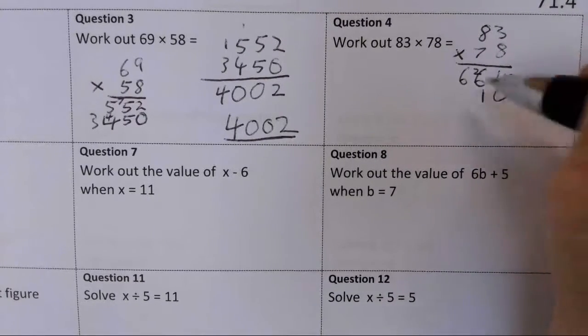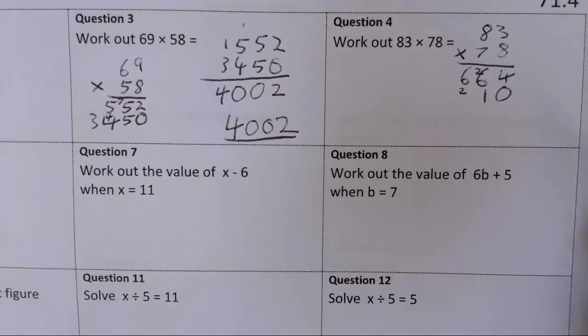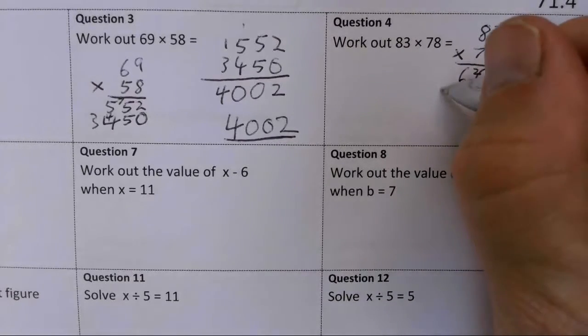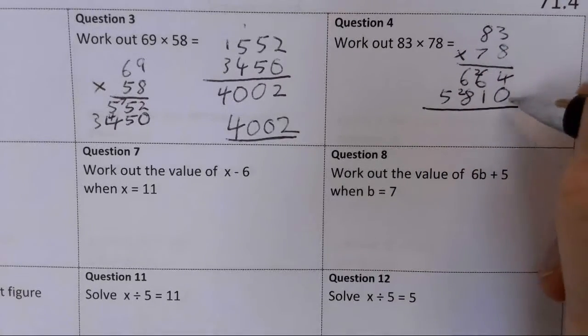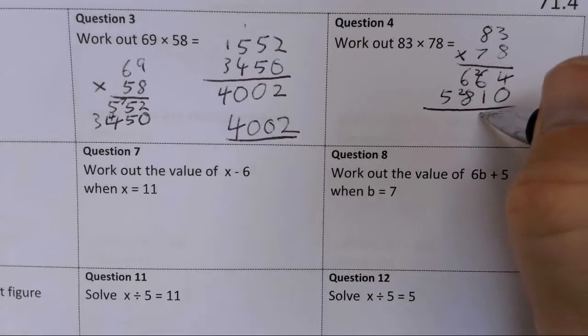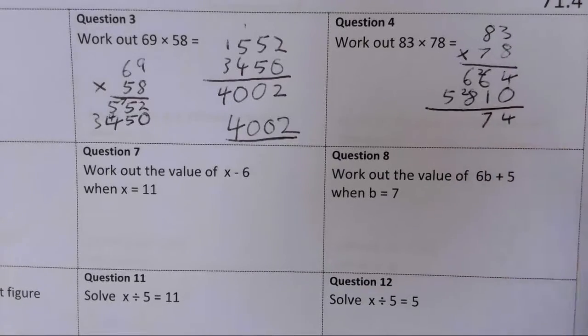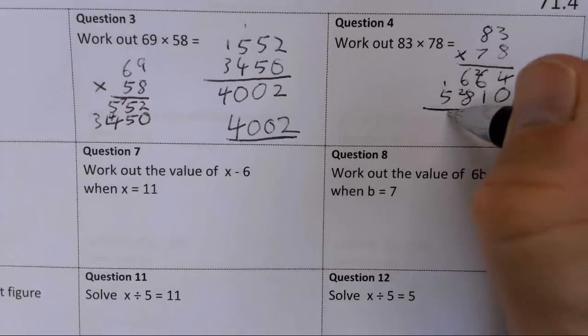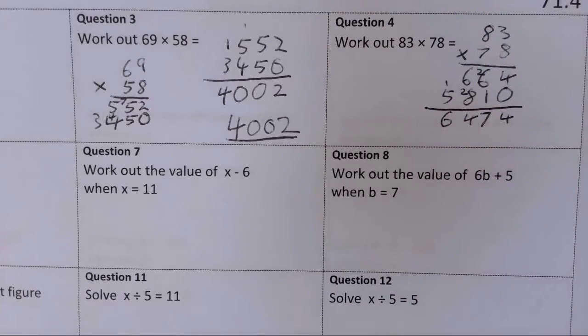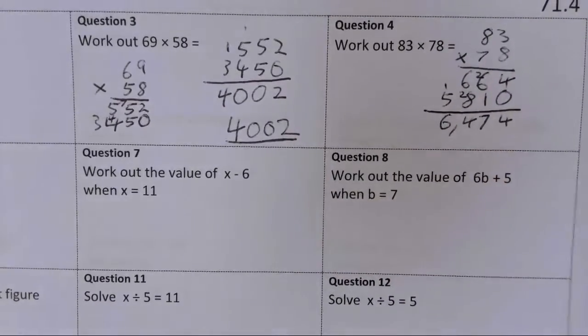7 times 3 is 21. 1, a little 2. 7 times 8 is 56. Plus the 2 makes 58. Going to add up. 4 plus 0 is 4. 6 plus 1 is 7. 8 plus 6 is 14. So a 4, a little 1, and a 5 plus 1 is 6. 6,474.